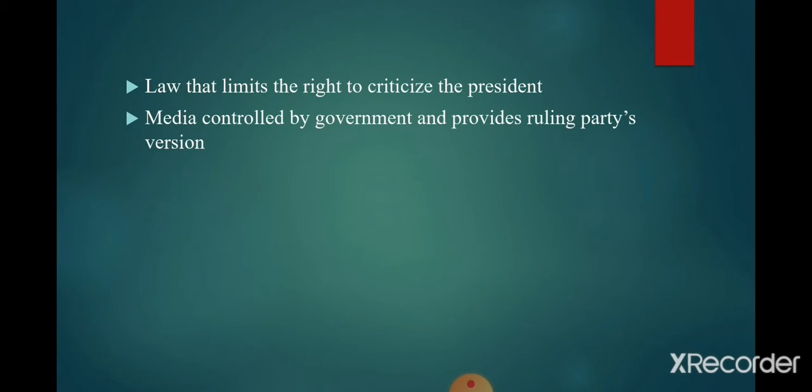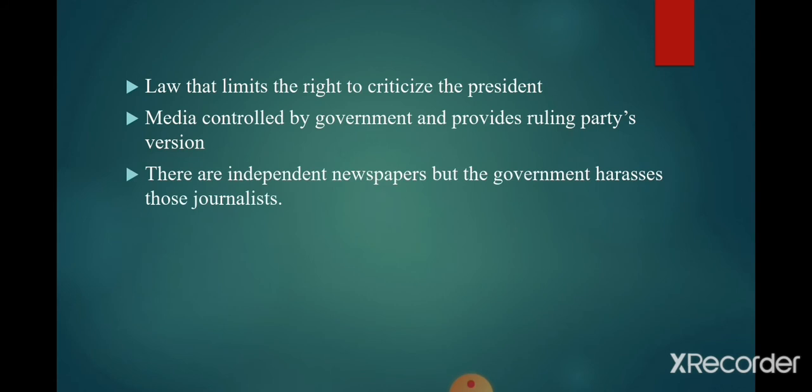Media in a democratic country is the voice of the people. It stands for the truth. It is against any kind of malpractice in government. So we can say it is stopped or controlled by the government. There are independent newspapers, but the government harasses those journalists.